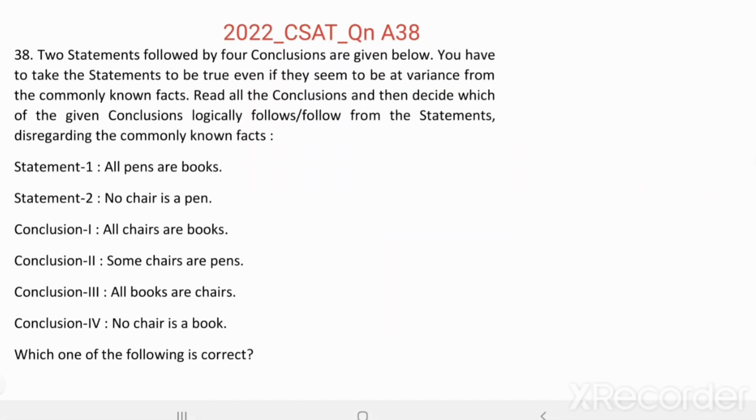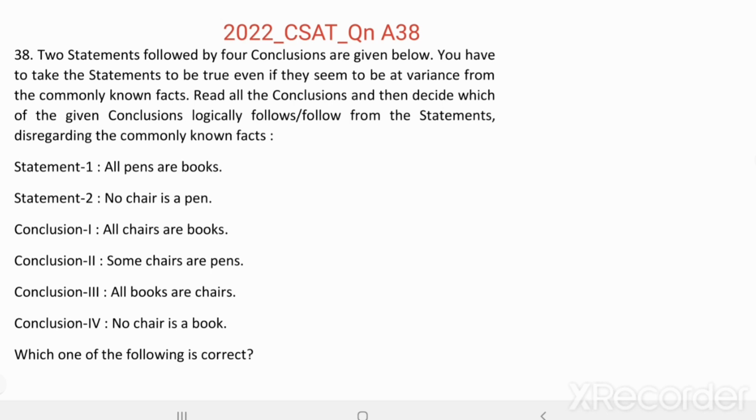Question number 38. Two statements followed by 4 conclusions are given below. Statement 1. All pens are books. Statement 2. No chair is pen. Conclusion 1. All chairs are books. Conclusion 2. Some chairs are pen. Conclusion 3. All books are chairs. Conclusion 4. No chair is a book. Which one of the following is correct?